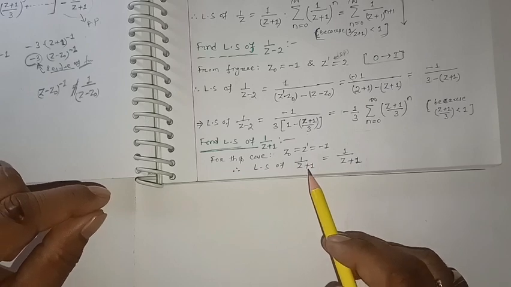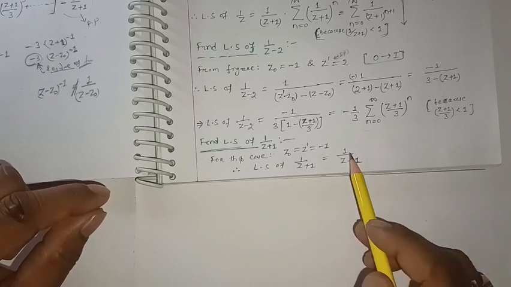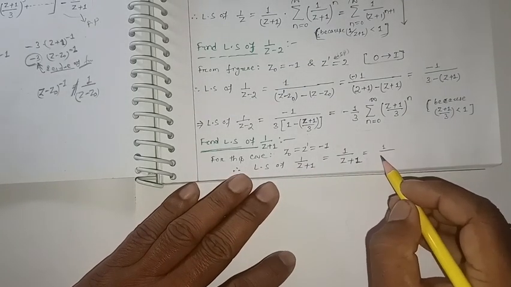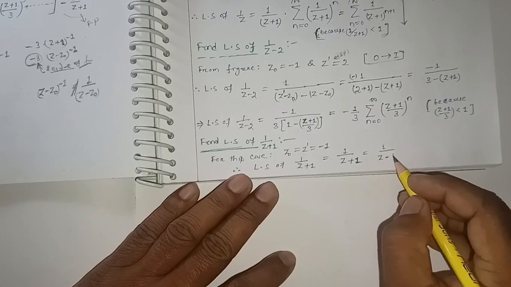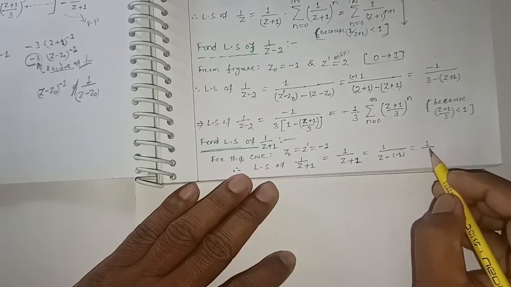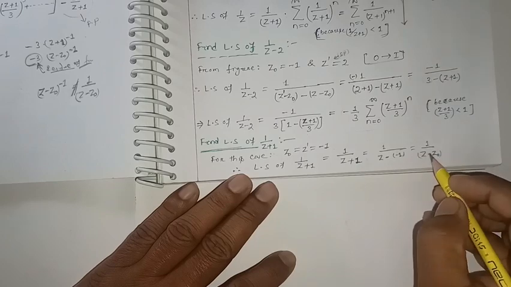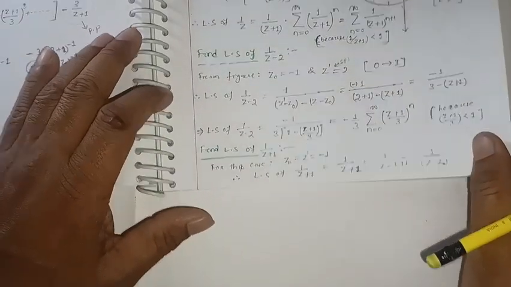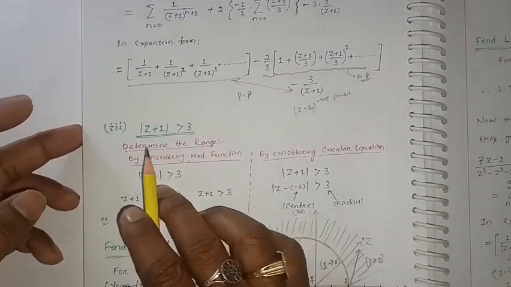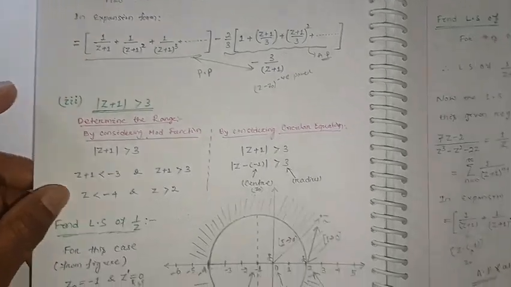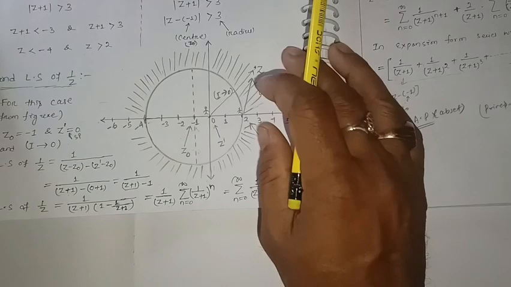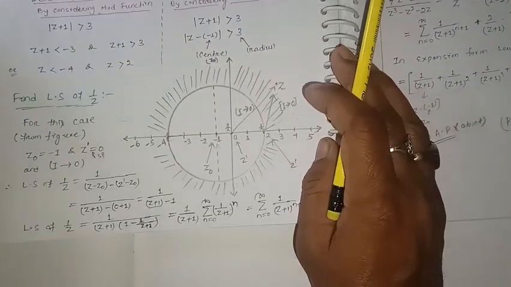So 1 by z plus 1 is the given function, and 1 by z plus 1 will be the Laurent series of this function, or we can write this like this: 1 by z minus of -1. This is in the form of what? 1 by z minus z0 form, right? Okay. Then we consider this region, the third region. We determine the region by two methods. This is the region for mod z plus 1 greater than 3.